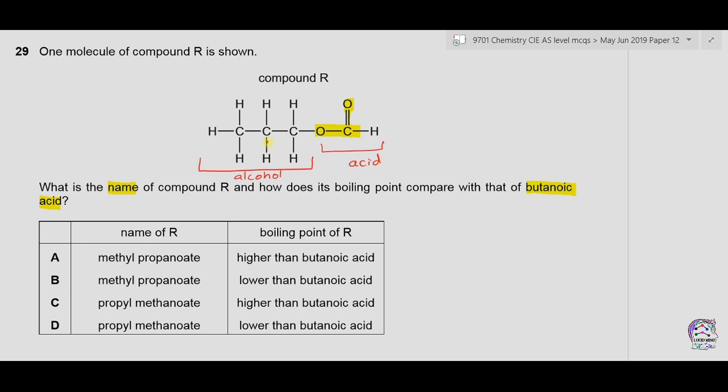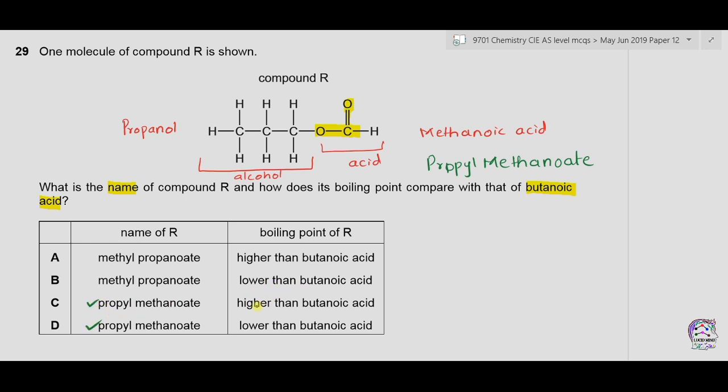So we have 3-carbon alcohol which is going to form this compound R. So the alcohol should be propanol. While we have 1-carbon acid that is going to make this compound R. So the acid is methanoic acid. So when propanol and methanoic acid combine together, we will have propyl methanoate. So the correct option could be C or D.